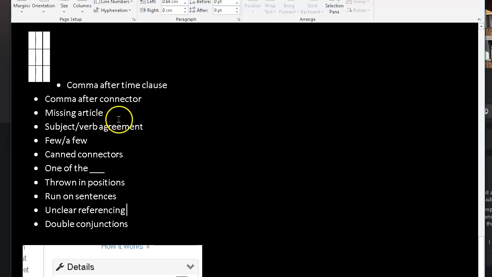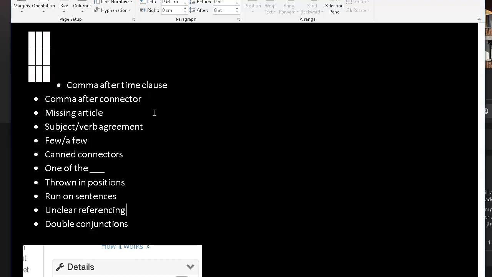Missing articles. The. Subject-verb agreement. What that means is that if the subject is plural, then the verb needs to reflect that. If the subject is singular, same thing. The difference between few and a few. Canned connectors. Well, those are, on one hand, on the other hand, starting paragraphs that don't fit the content of what the paragraph that follows contains.